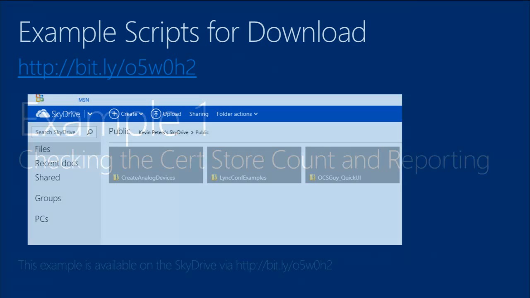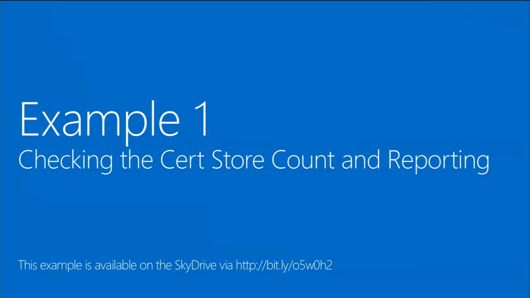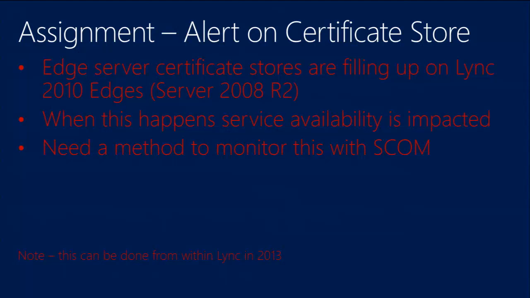All right. So we're going to talk about some practical examples here, right? And this example is on the SkyDrive that we talked about. The first practical example here is we're going to check the cert store count reporting, right? So here's our problem, right? We need to alert on the certificate store on the edge. We just talked about this, so I kind of spoiled it, right? When the server certificate store fills up, the service availability is impacted, and we need to monitor that with SCOM.